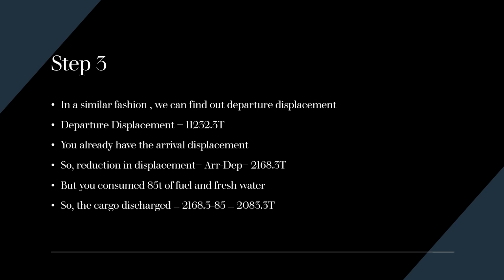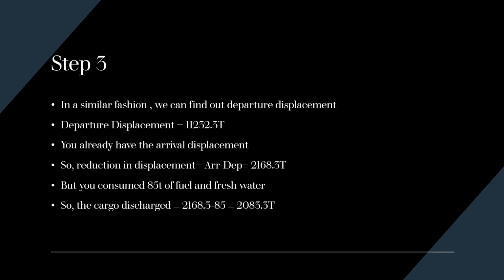You already have the arrival displacement. So what is the reduction in displacement? It's arrival minus departure because you've discharged cargo, which is 2168.3 tons. But in port, you also consume 85 tons of fuel and fresh water.